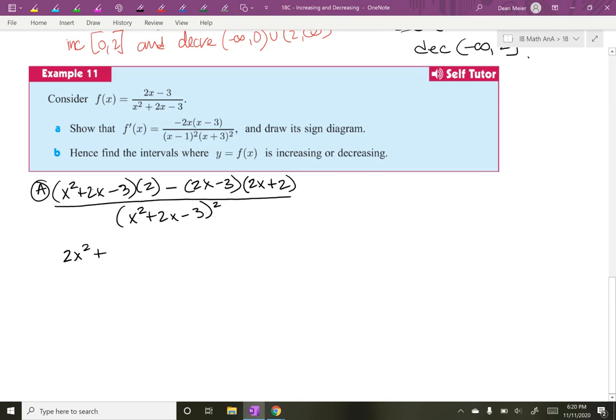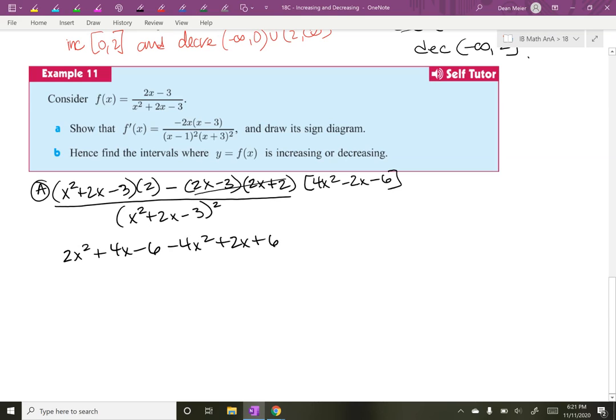So I got some work to do. Plus 4x minus 6. And then here, what is this? If I do this together, it's going to be 4x squared plus 4x minus 6x, so minus 2x, and then minus 6, but then it's all subtracted. So minus 4x squared plus 2x plus 6. So all of that goes in there.